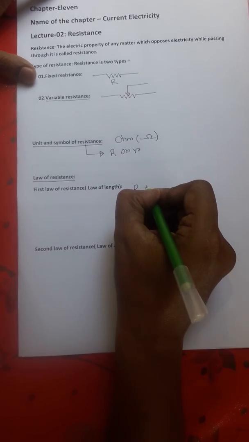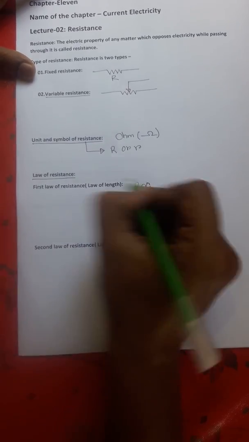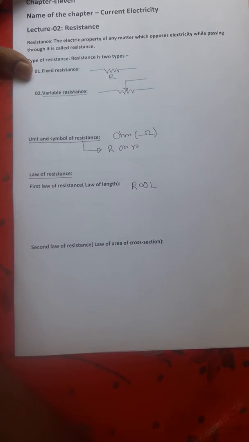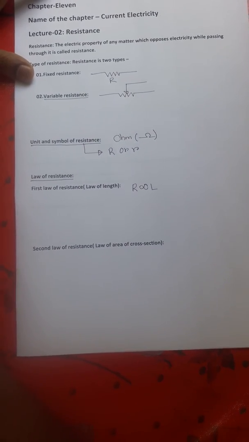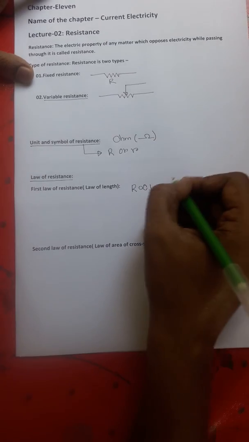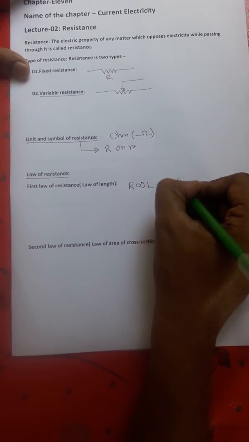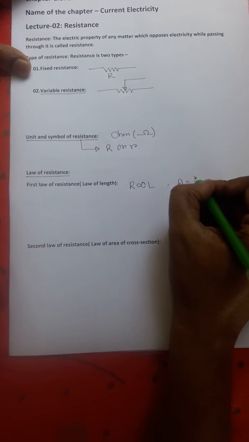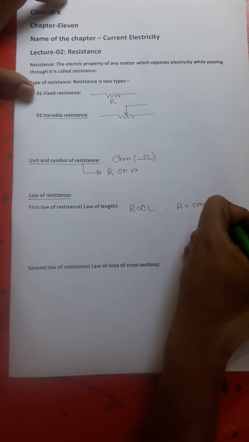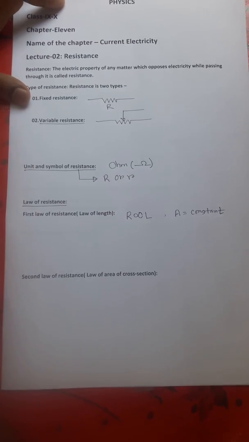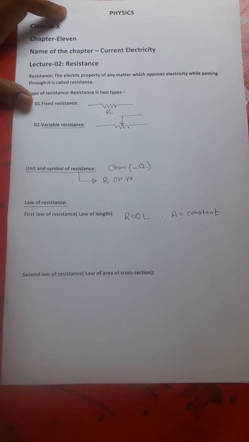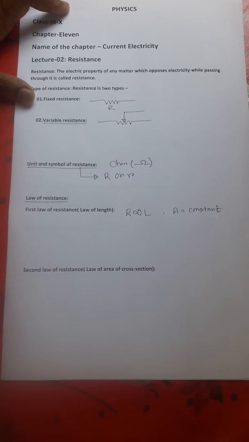Resistance is directly proportional to the length of any resistance or conductor or any material. And this law is applicable at a fixed area of cross section. So, the area of cross section is constant. So this is applicable for the case of a wire with a fixed or constant area of cross section.